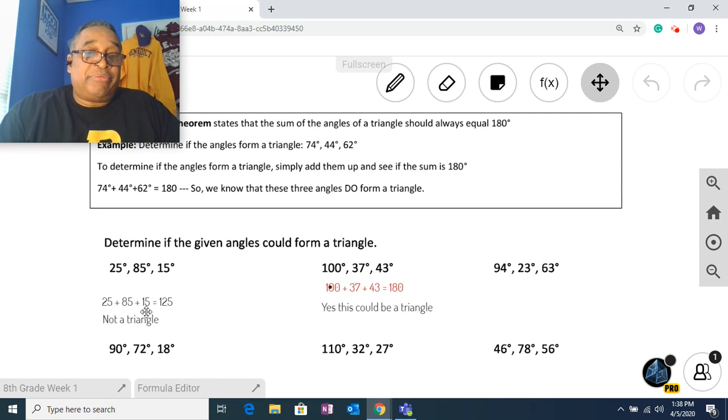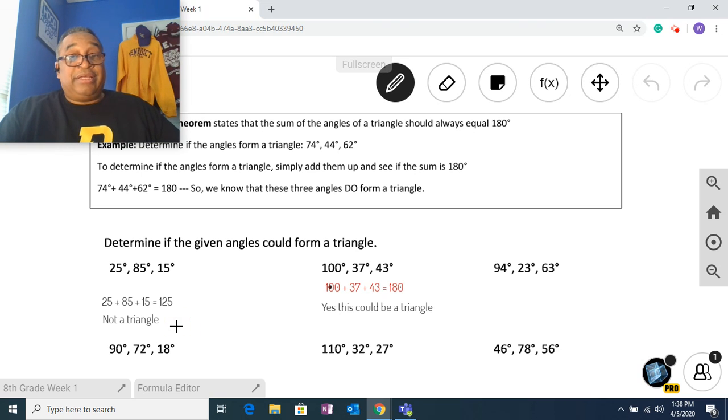So looking here at the first example, 25 plus 85 plus 15 is equal to 125. This could not be a triangle because it's not equal to 180 degrees. That's not rocket science, guys. Easy stuff here. Just commit it to memory, and to mastery, I should say. 100 plus 37 plus 43 in this next example here. That equals 180. So guess what? This could be a triangle. It's that simple.